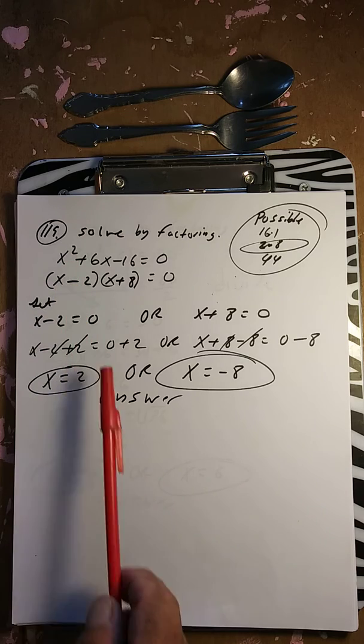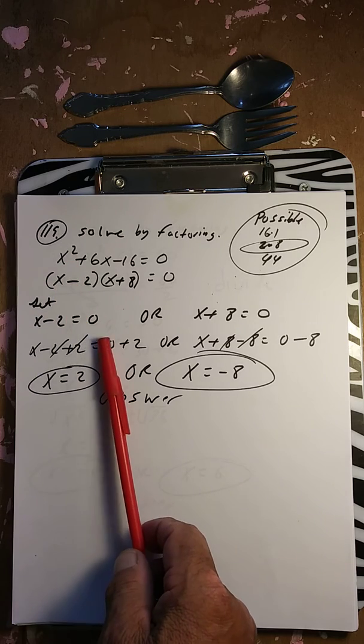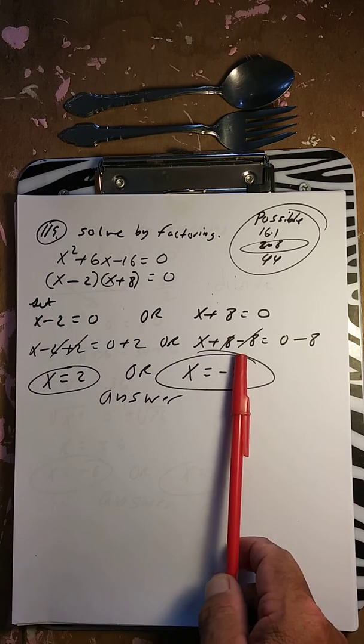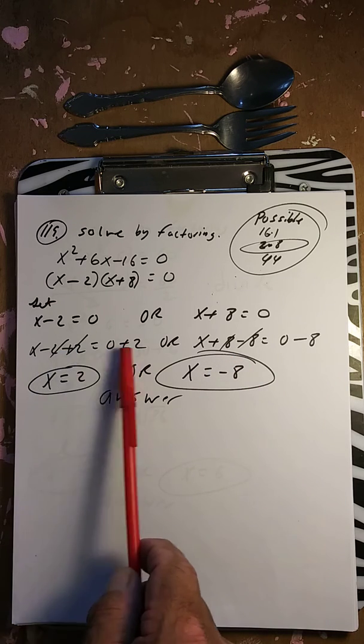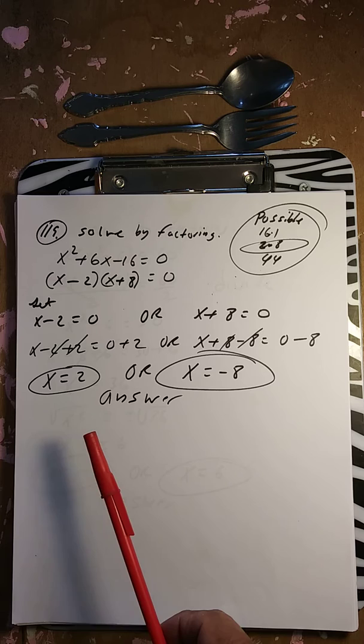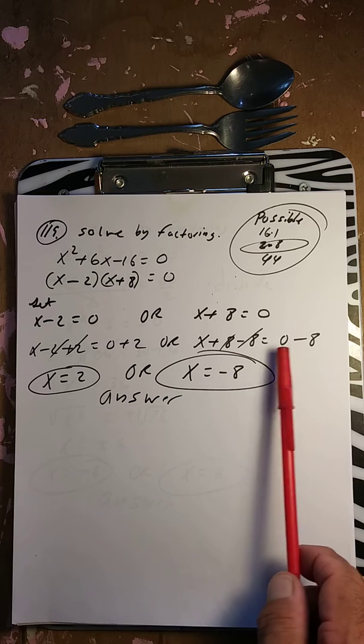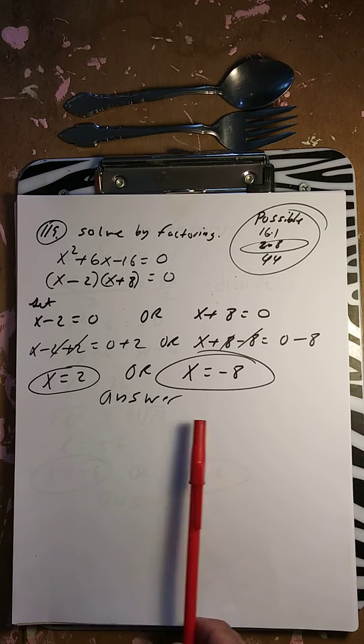x and x is x squared. So now we have x minus 2 equals 0, or we have x plus 8 equals 0. So we have plus 2, so x is 2, or we have minus 8, so x is negative 8. So x is 2 or x is negative 8.